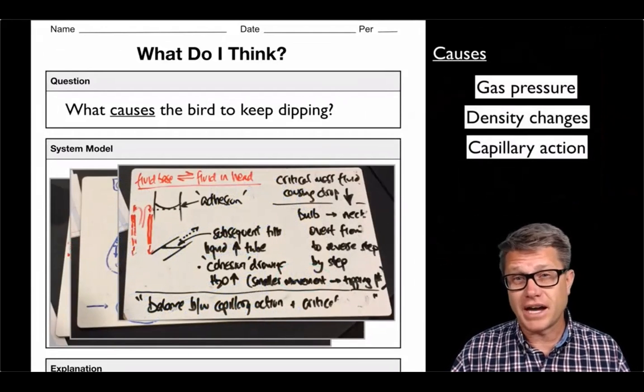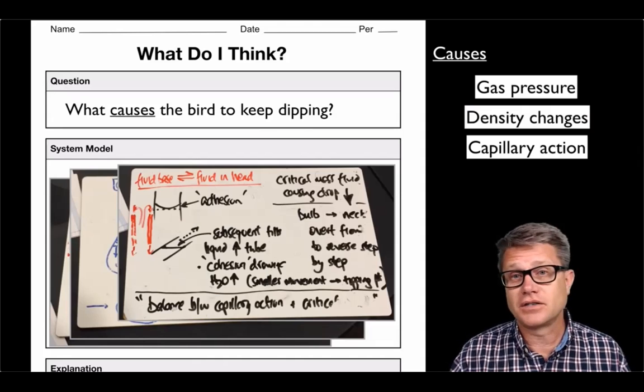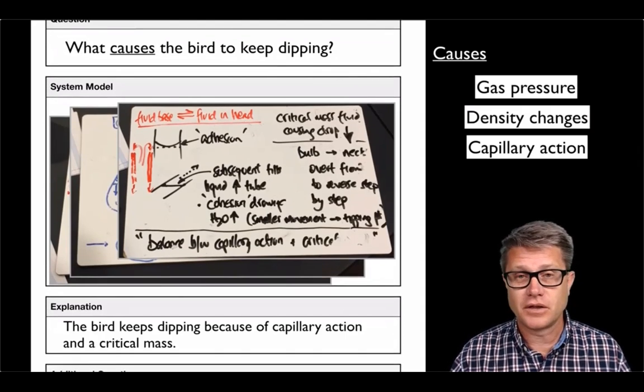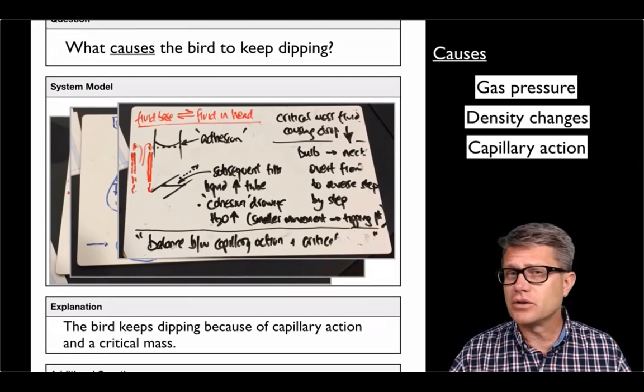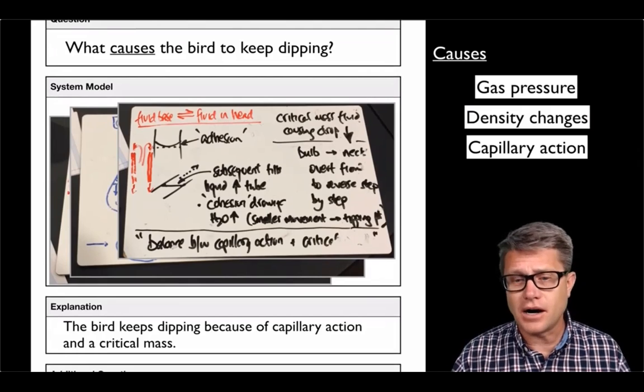Capillary action is a very common kind of system model when we're looking at an explanation for the bird. But you also want to have a spot where they tell me what they're thinking. What's your explanation? Or what's your cause? I want you to write that out so I understand what you're thinking.